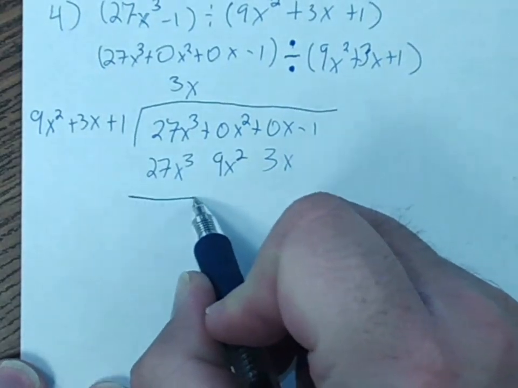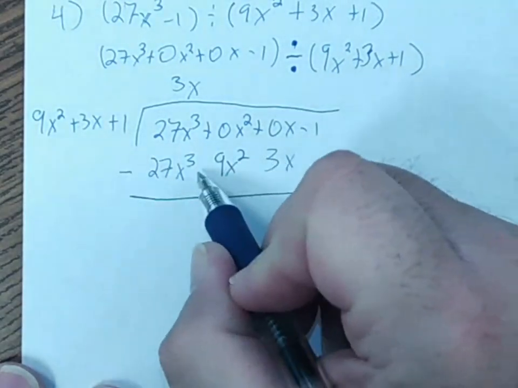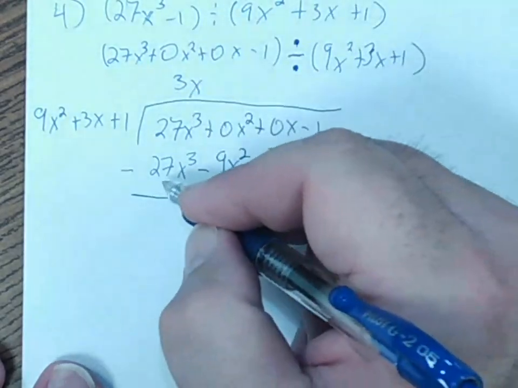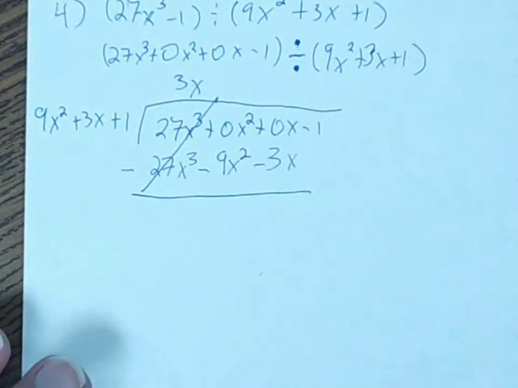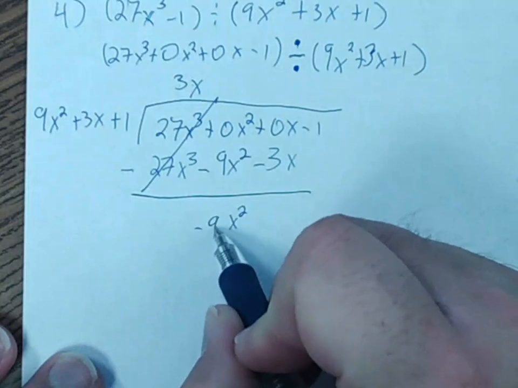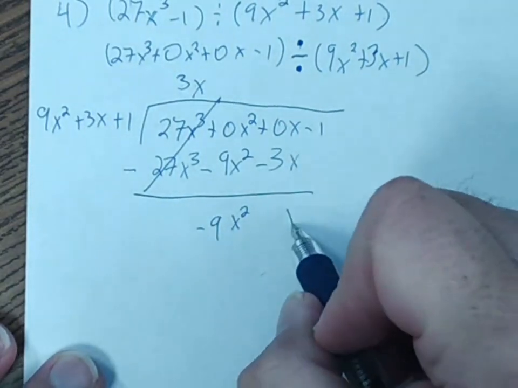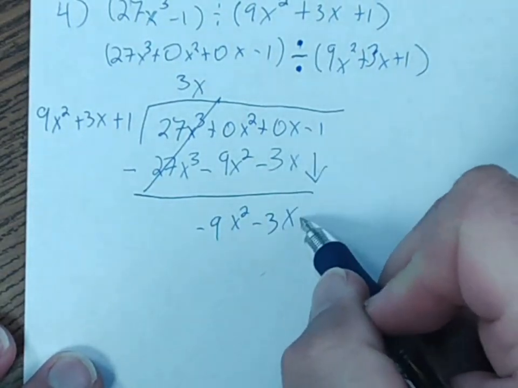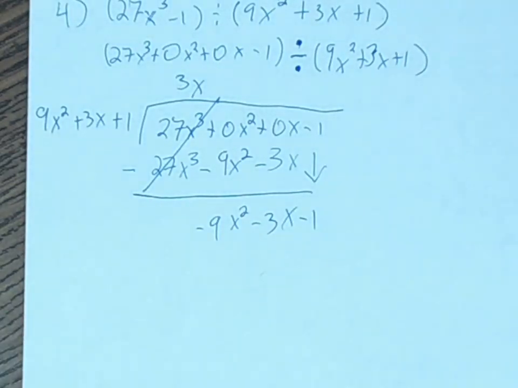Put our little line. And put a minus, and a minus. 27x cubed minus 27x cubed is 0. We'll just cross that off. So we'll get some x squareds here. 0 minus 9 is negative 9x squareds. And then we'll get some just x's. 0 minus 3 is negative 3. And then we'll bring down the negative 1 and start it all over again.